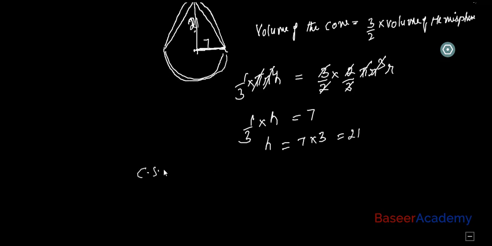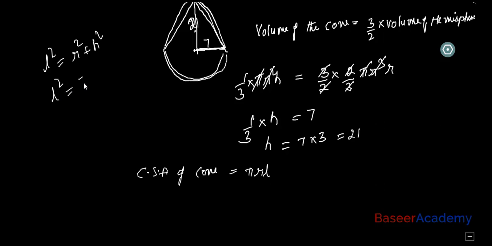We know that the curved surface area of a cone is given by the formula pi r l. We don't know l first. We don't know the slant height. So first we'll find out the slant height. l square is r square plus h square, right? So l square is, r is how much? R is 7 and h is 21.